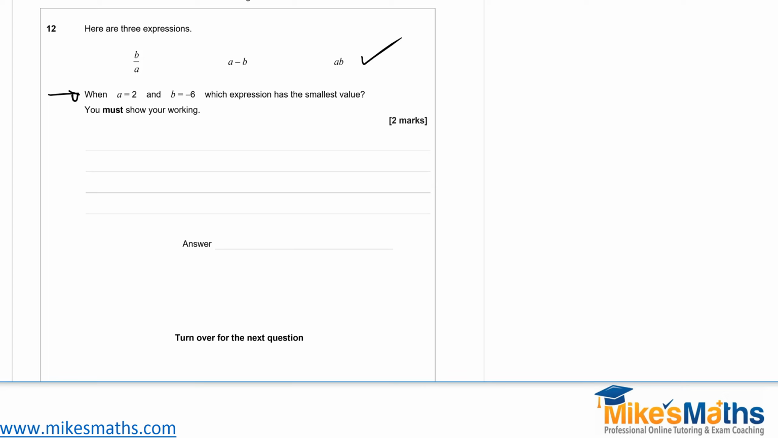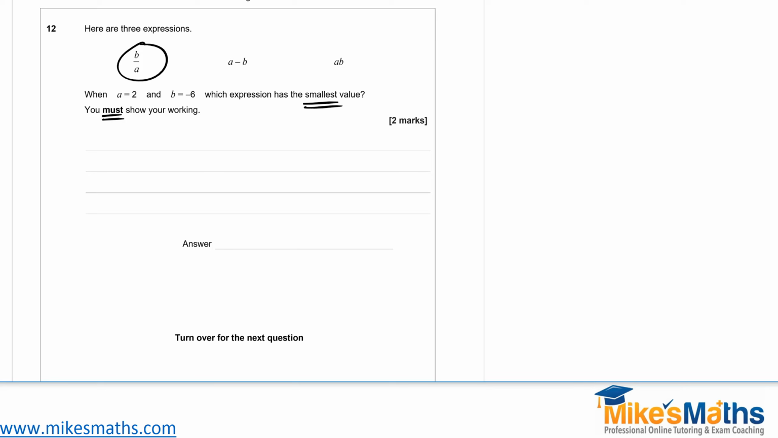Okay, so we've invested a few seconds just looking at them and we kind of understand them. Now we move on to this bit. When A is equal to 2, B is equal to -6. So when A is 2 and B is -6, which expression has the smallest value? Okay, I think I understand the question now. And then it says you must show your working. Oh, okay, that's really, really important. You would definitely underline that, and we'd leave that underlined as well, in fact. So you must show your working.